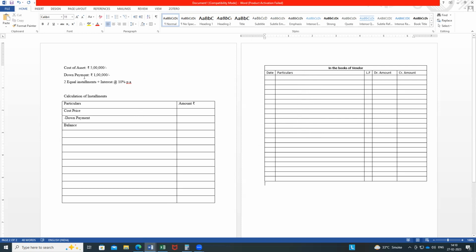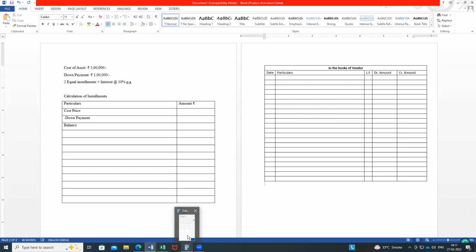So this is an example wherein the cost of the asset is 5 lakh. The down payment that we have to make is 1 lakh, and the condition is two equal installments have to be paid plus interest at 10% per annum. Again, it's a very simple sum wherein it is talking about only two equal installments and an interest rate of 10% per annum. We can use a calculator as well as calculate manually, but always remember to use a calculator in order to avoid any simple mistake, which may lead to a fatal error for our sum.